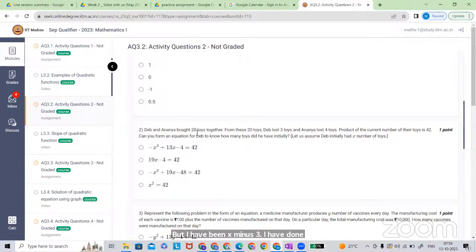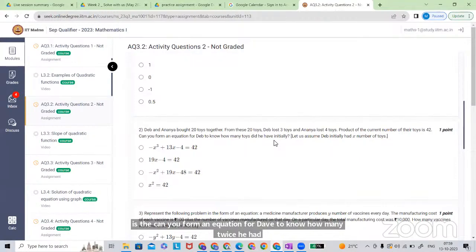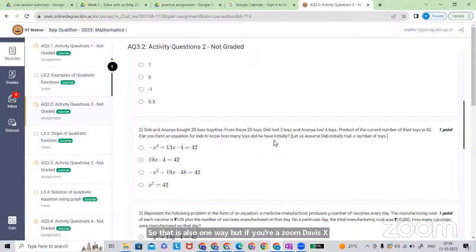Suppose you want to know, can you form an equation for Dev to know how many toys he had initially? If you assume that initially Dev has X, how many would Ananya have? 20 minus X. This is the good way. Even if you assume Dev is X and Ananya is Y, that is also one way. But if you assume Dev bought X, then Ananya would buy 20 minus X.